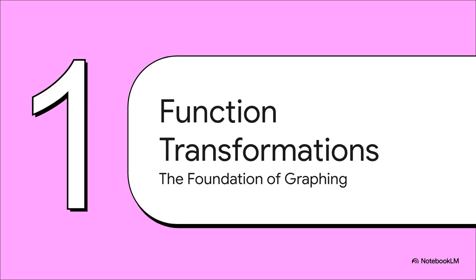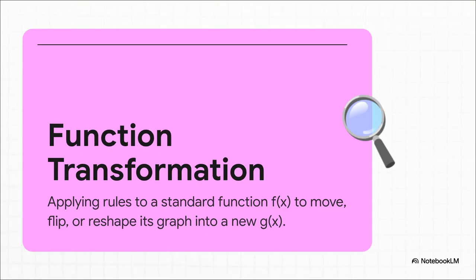Okay, first things first, what are we actually talking about when we say function transformations? We've got to lay down the foundation before we can start building, right? A function transformation is really just a predictable process. We start with a parent function, something simple like x squared, and then we apply some very specific rules to it. These rules move, flip, or reshape its graph into something new. And the most important word there is predictable. There are no surprises here.